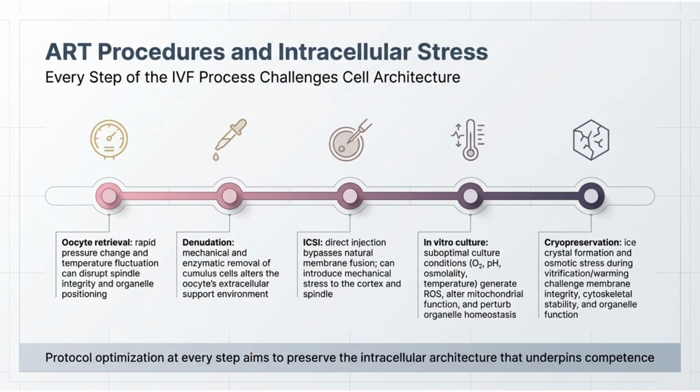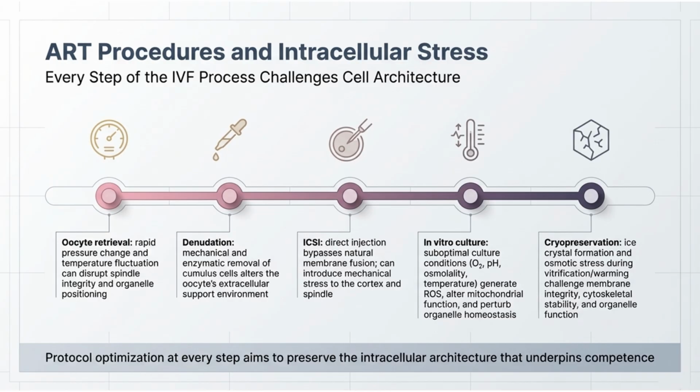Denudation, the mechanical and enzymatic removal of cumulus cells prior to intracytoplasmic sperm injection, removes the oocyte from its extracellular support environment. Cumulus cells provide metabolites, growth factors, and gap junction-mediated signals that support oocyte metabolism. Their removal is necessary for intracytoplasmic sperm injection, but should be performed efficiently to minimize the oocyte's time without this support.